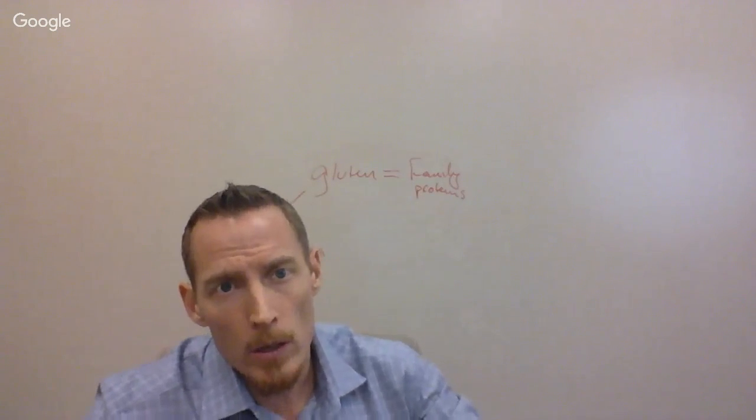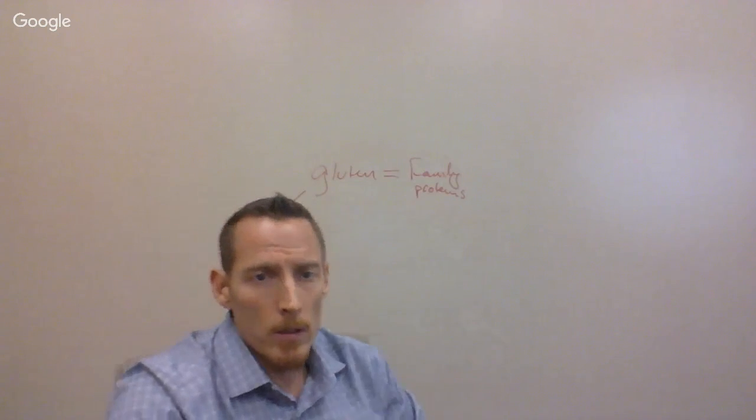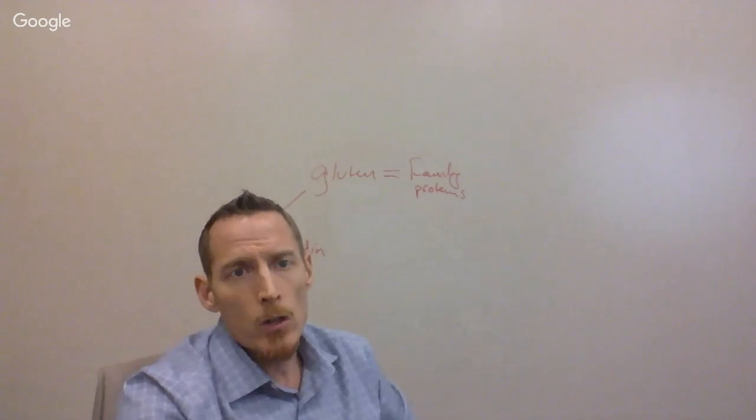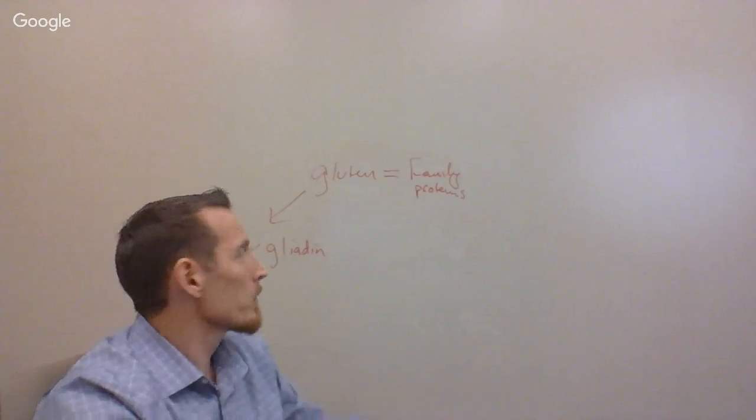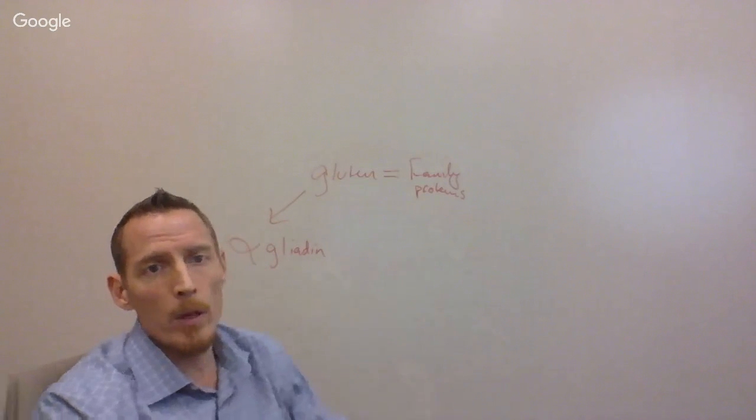So corn is a grass, and rice is a grass, and millet is a grass. And so you've got different kinds of glutens found within each different type of grain. Alpha gliadin is only found in wheat, barley, and rye.